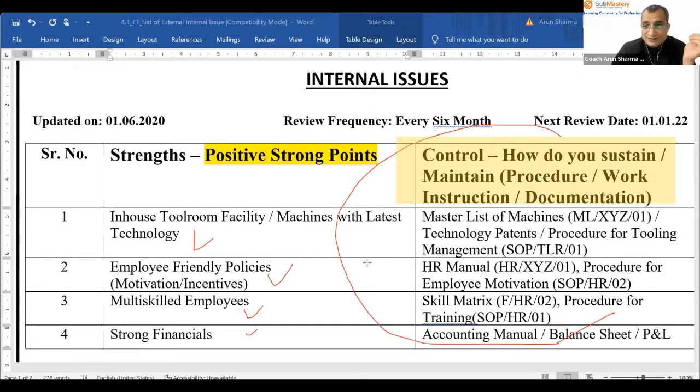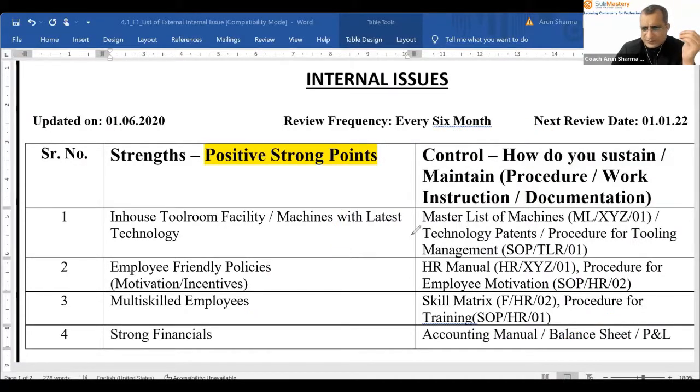He'll be interested in looking at that. So strength is something which you need to continuously maintain. For example, tool room facility, machine related technology, you have master list, you have patent, you have procedure for tooling management. Employee friendly, you have HR policies, employee motivation policies, procedure for multi-skill employees. You have skill matrix, you have procedure for strong financial, you have balance sheet, P&L, like that reference you can give.